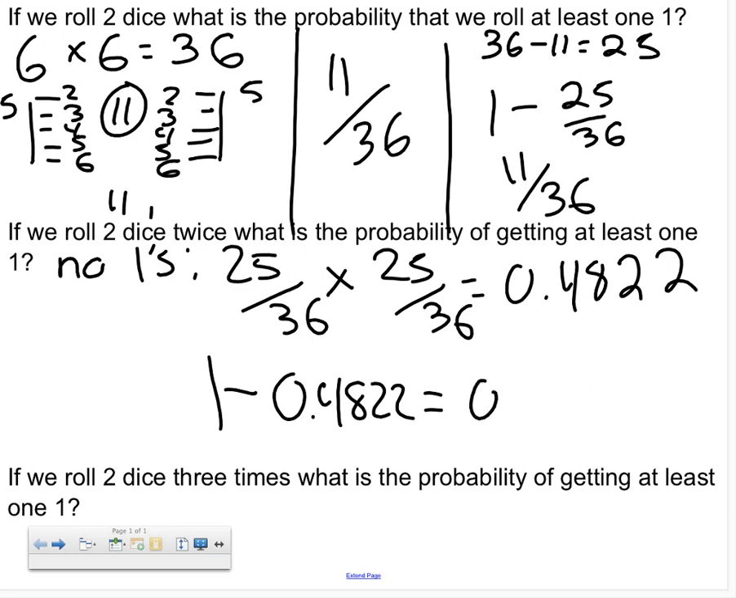So that'd be 0.5177, or roughly 52% if you round it off. Because what I did is I started with 100%, I took away all the things I don't want, and what's left is 52%. So that's the chance of what I do want happening. So it is an indirect approach.